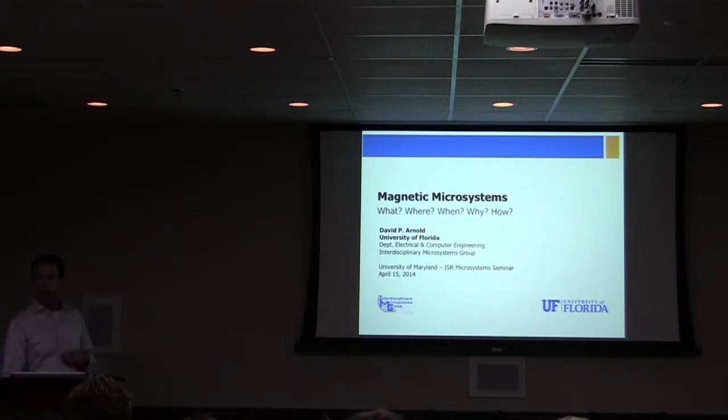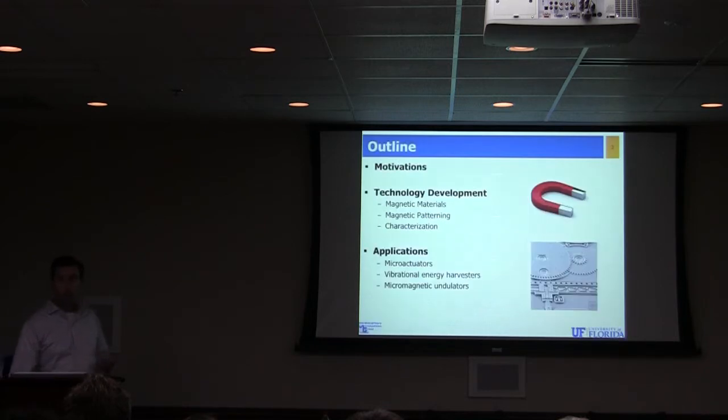But really what I hope to do is just give a pretty high-level overview of my work and interest in magnetic materials, and I'll talk a little bit about the motivations of why we want to study this, particularly for MEMS and microsystems. I'll talk a little bit about what I call technology development. This involves some element of materials and fabrication. And in the end, I'll give you some examples of how we use these magnetic materials for functional applications and devices. Specifically, microactuators, some vibrational energy harvesters, and then something called a magnetic undulator X-ray generator.